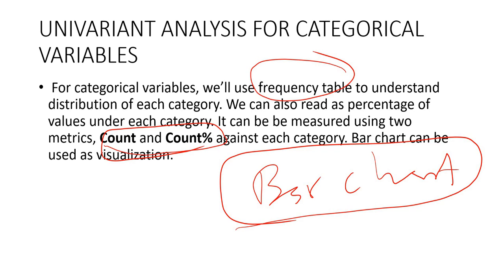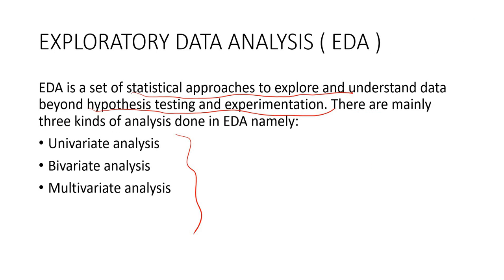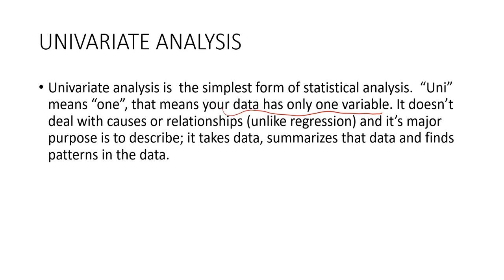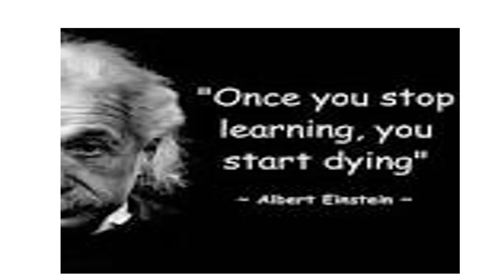So that's about univariate analysis. The important thing here is that we have only one variable. Uni means one. That means your data has only one variable. That's the important point you need to understand in univariate analysis. So that's all about univariate analysis. There are bivariate analysis and multivariate analysis in exploratory data analysis, EDA.